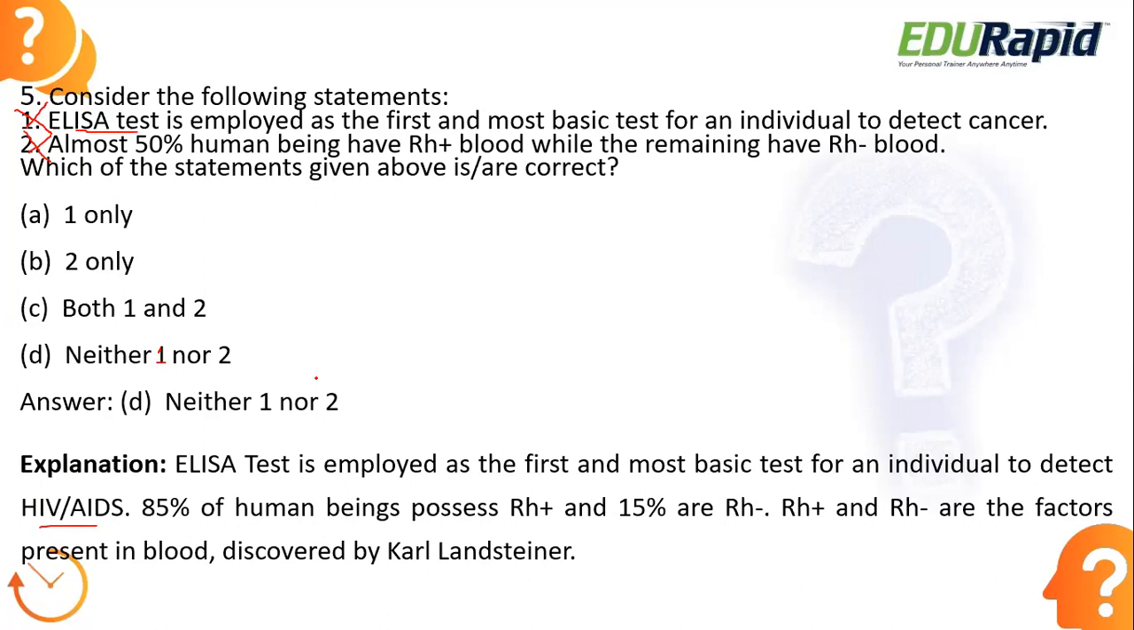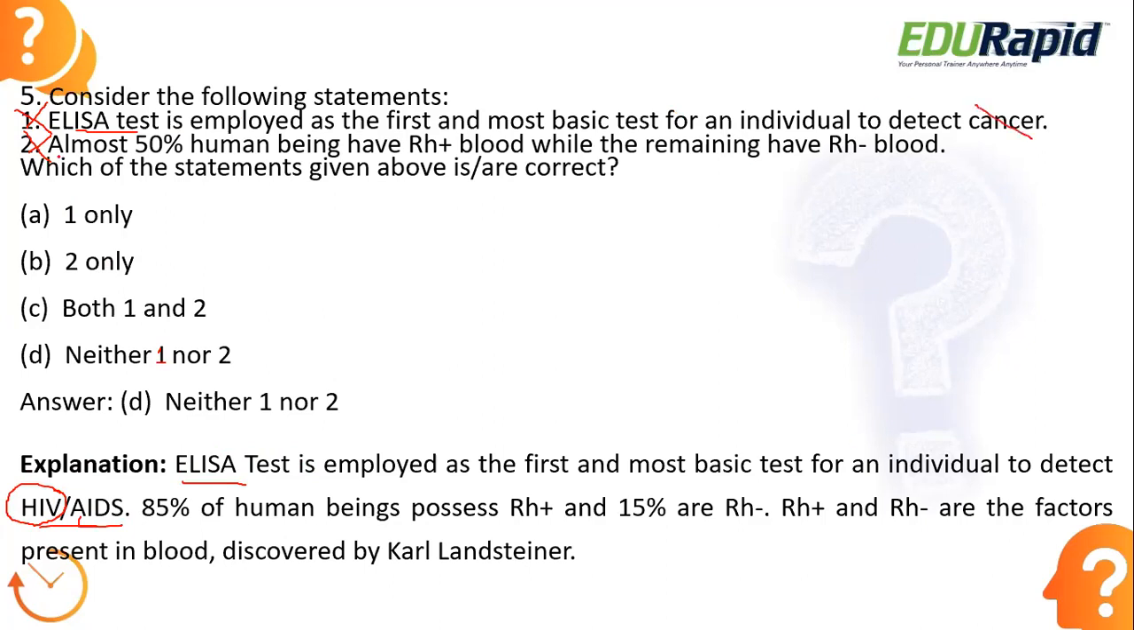It is the most basic test which is usually carried out to test whether the blood carries the antibodies for the specific virus called HIV. If the antibodies are present in the tested sample, then the secondary, confirmatory test is done. Western blotting is the confirmatory test for AIDS, right? So the ELISA test is carried out as the first and primary test to detect AIDS in an individual. It is not for cancer.